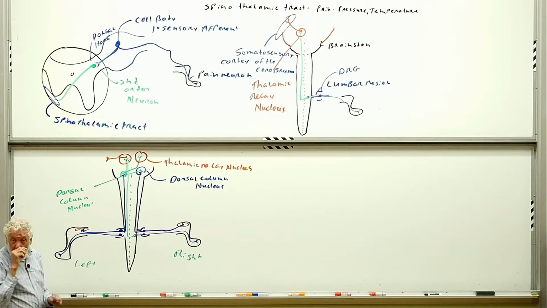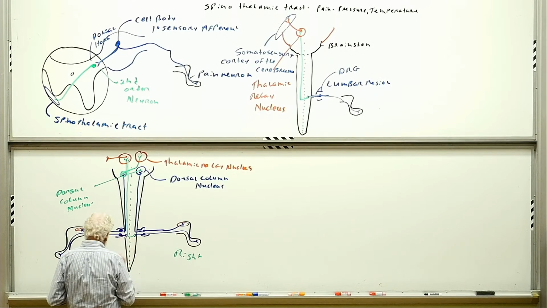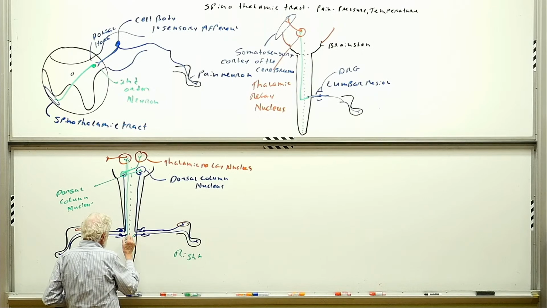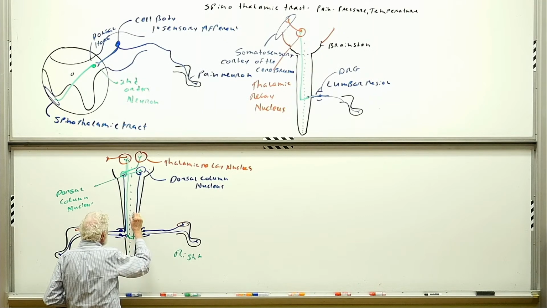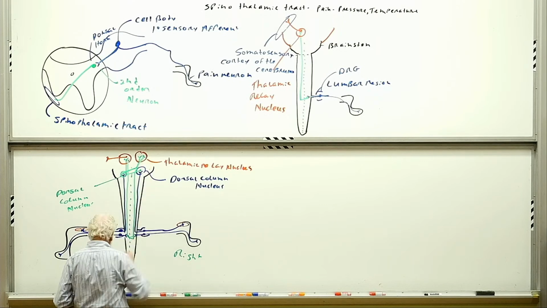So now let's follow the pain neuron. Pain neuron comes in, synapses onto the second order neuron in the dorsal horn. The axon enters the spinothalamic tract, ascends the cord on this side, all the way to the thalamic relay nucleus.